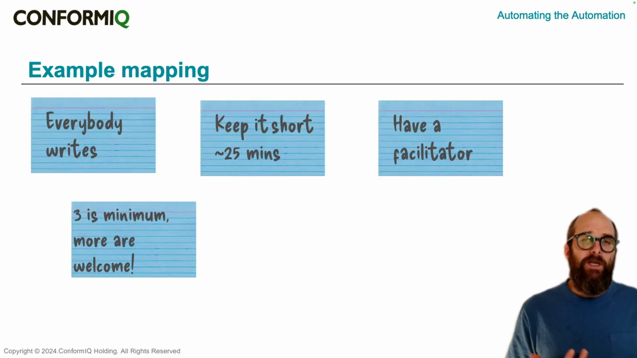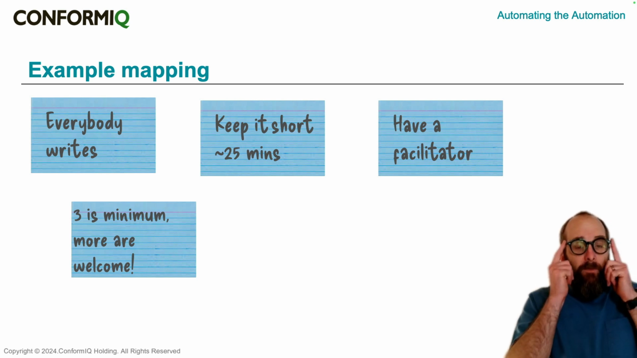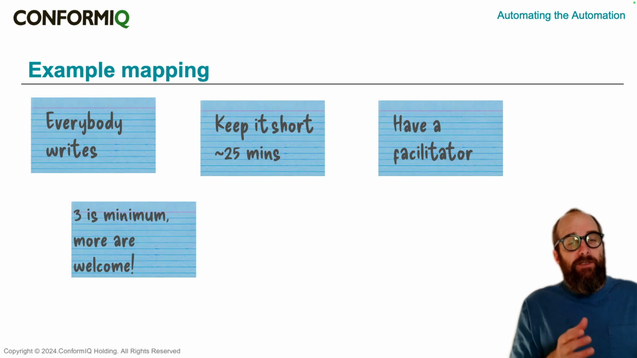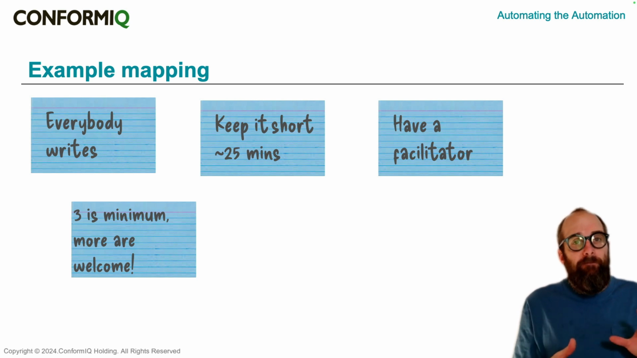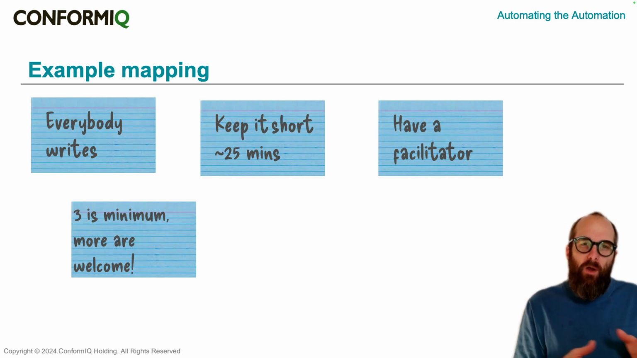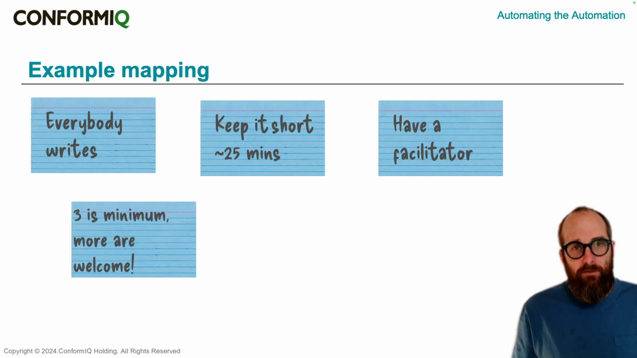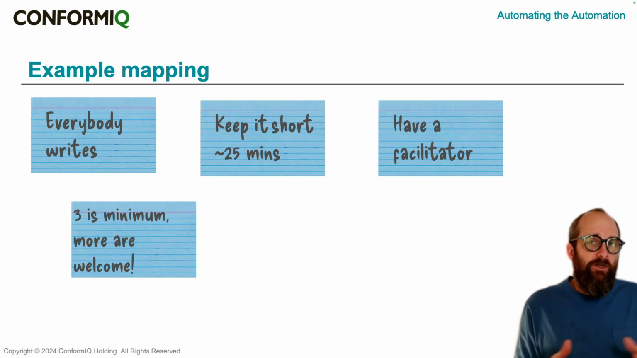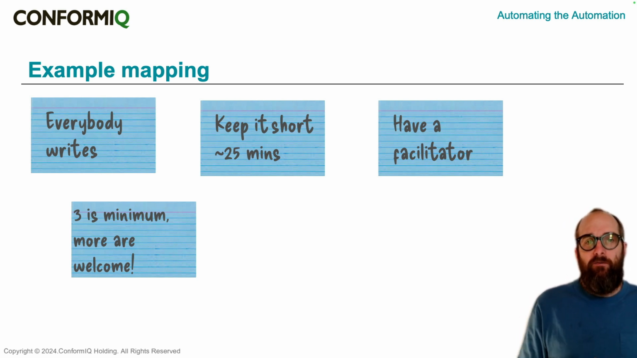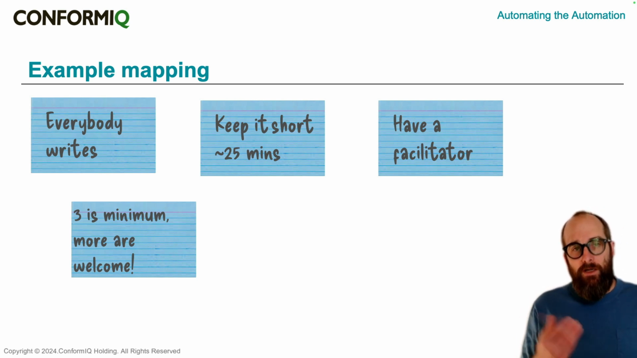Some tips for running successful example mapping sessions, some rules, if you like. One thing I really like to emphasize is to keep it short. Try and aim for about a 25-minute session around a single user story. If you feel like you need longer than that, I would suggest that the user story is too big. Or perhaps you're still just learning how to do example mapping, which is okay, but try and aim for a time box of about 20-25 minutes for a user story. And try and do it little and often.